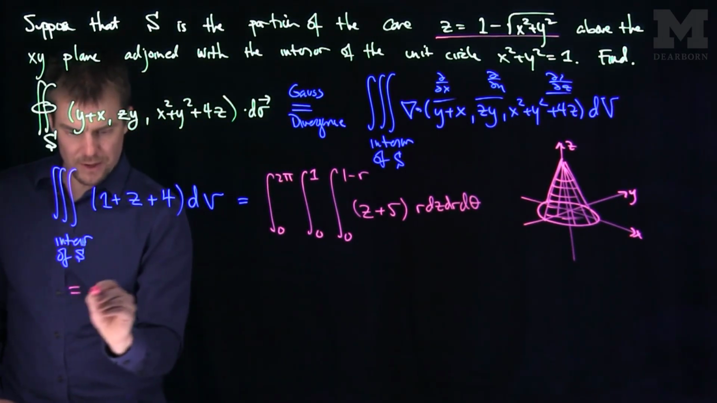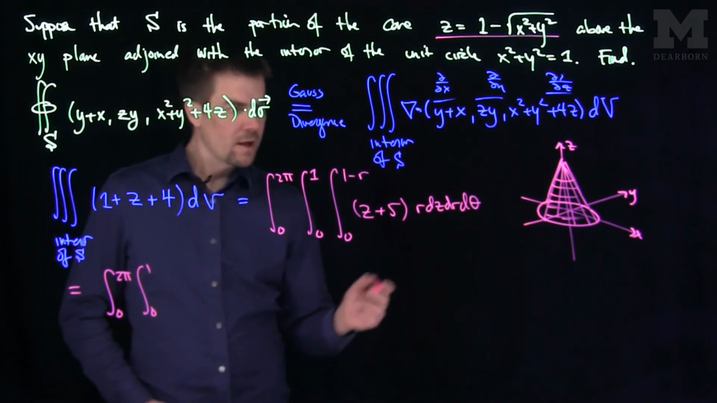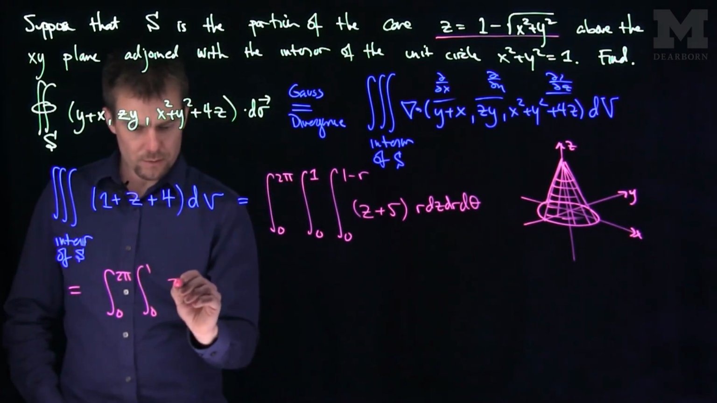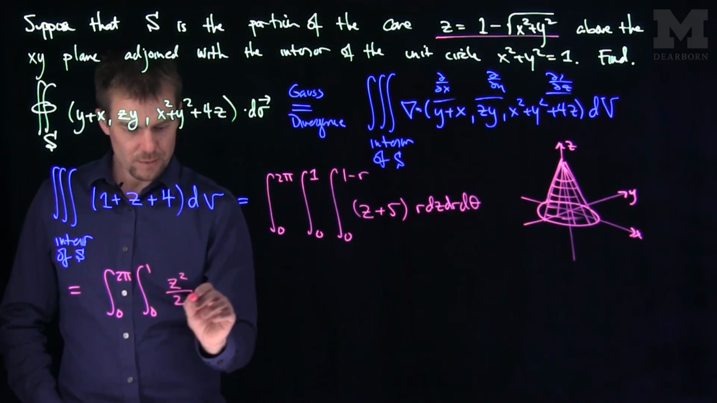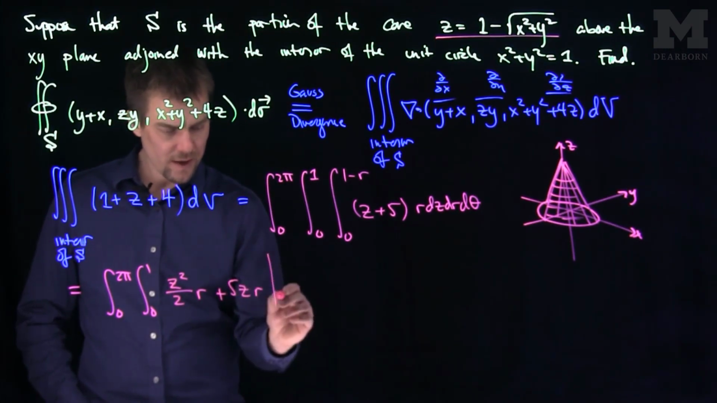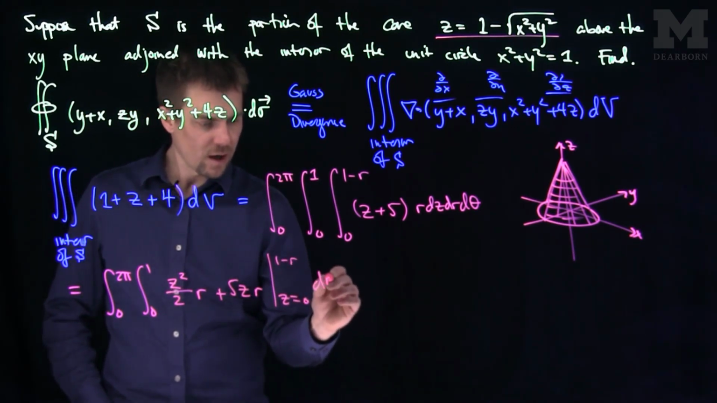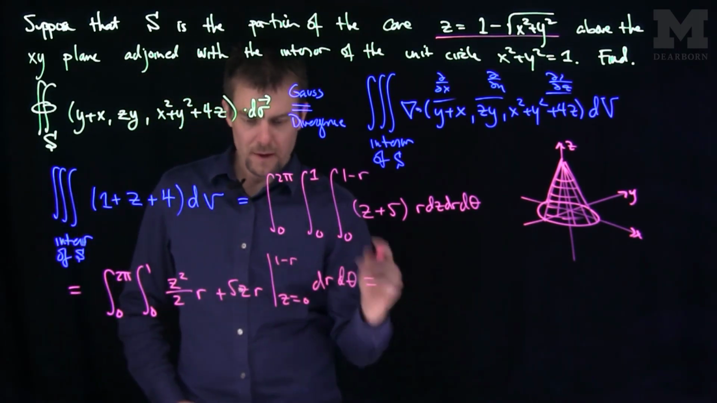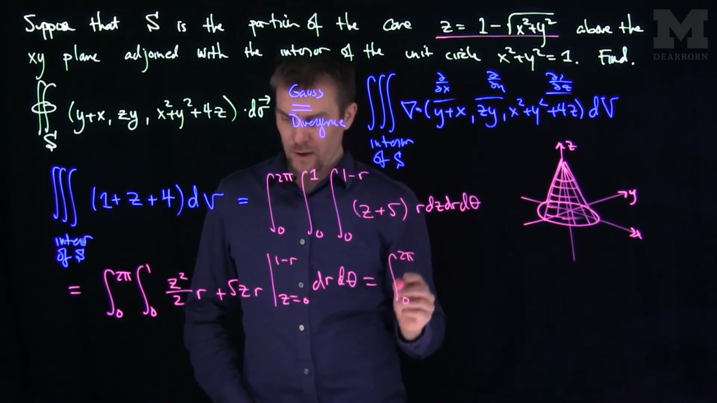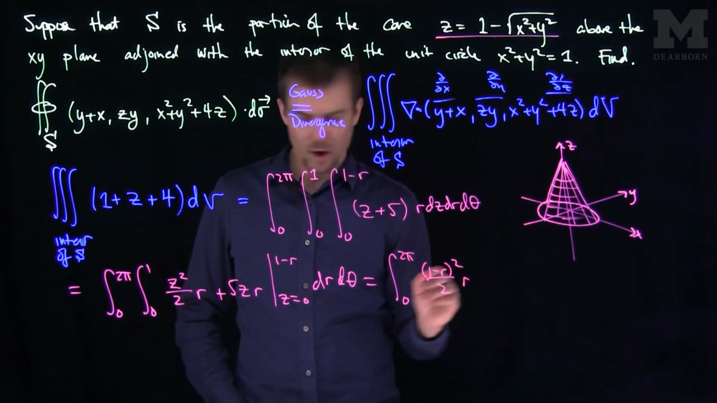So when we do this, we're going to have the integral from 0 to 2 pi, the integral from 0 to 1, and then we'll have a z squared over 2 times r, and then a plus 5z times r, and then z goes from 0 up to 1 minus r. Then we have a dr d theta. And so plugging this in, what will we have? We'll have the integral from 0 to 2 pi. Then we're going to have a 1 minus r squared over 2 times r.